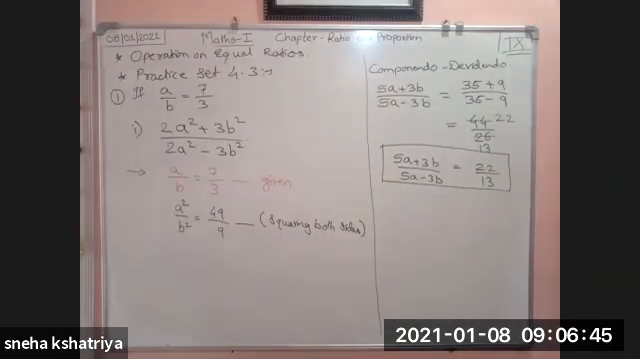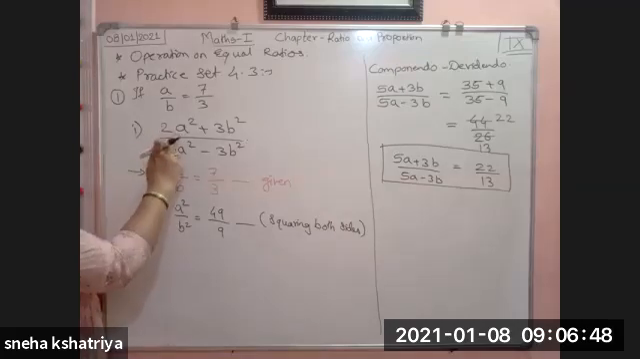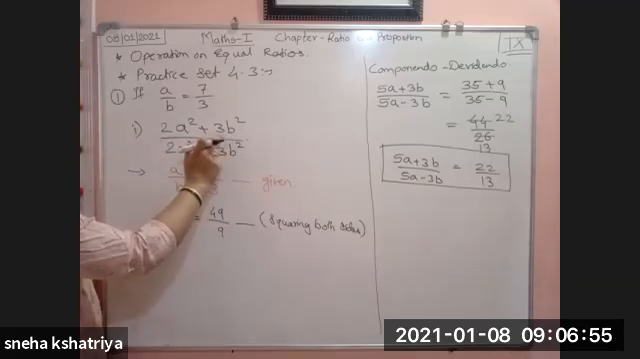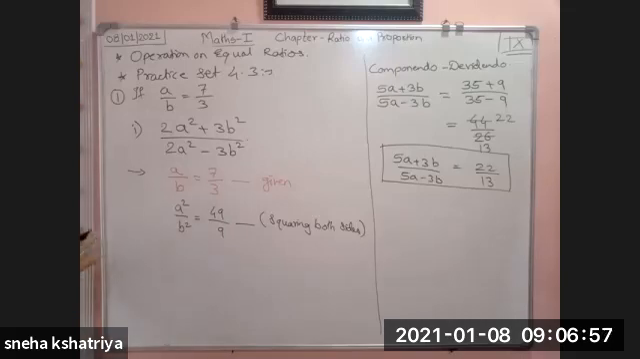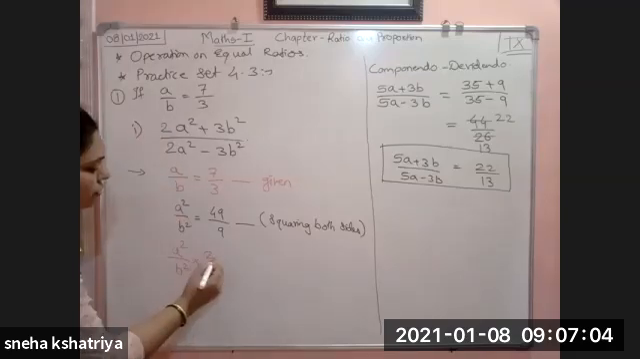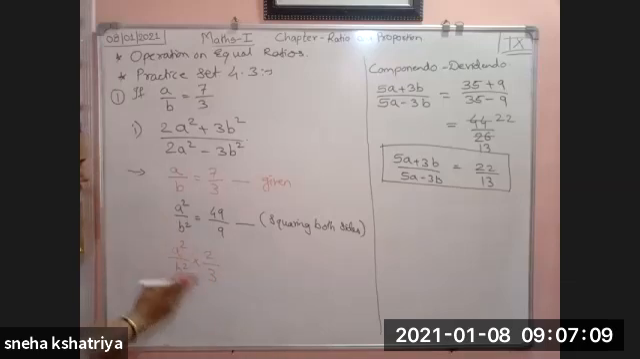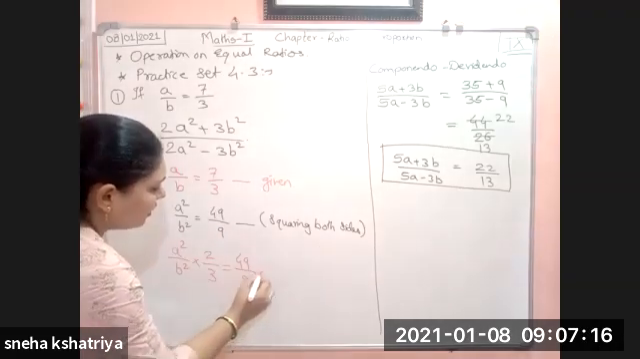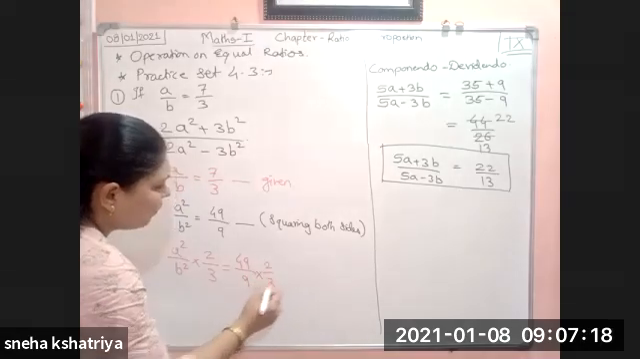Now see the coefficients. Here a square is there. What is multiplied to a square? 2 is multiplied to a square. And 3 is multiplied to b square. So in the next step, a square upon b square multiplied by 2 upon 3, where 2 will come here and 3 here, is equal to the same numbers multiplied on the right side: 49 upon 9 multiplied by 2 upon 3.